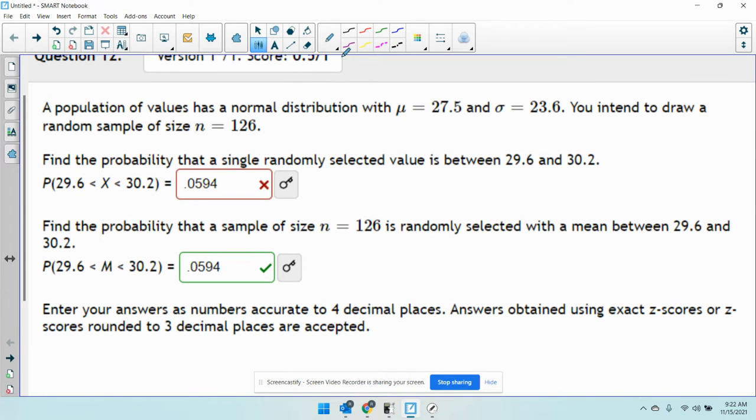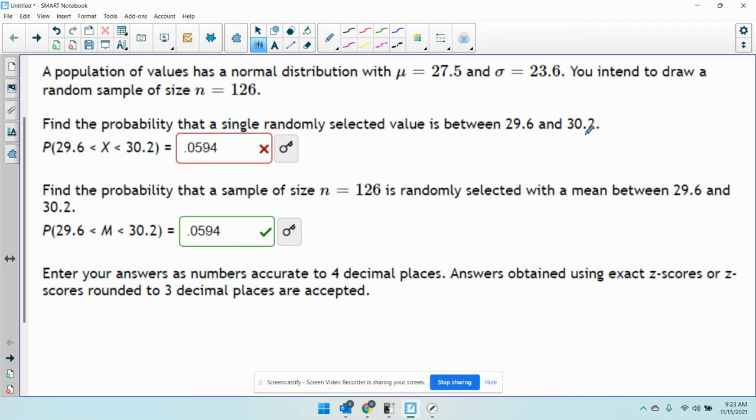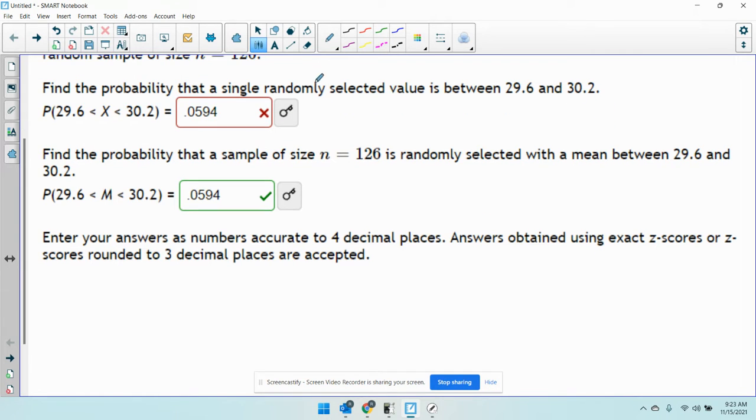Okay, so this says the population of values has a normal distribution with mu of 27.5 and sigma 23.6. You intend to draw a sample of size 126. Find the probability that a single randomly selected value is between 29.6 and 30.2.